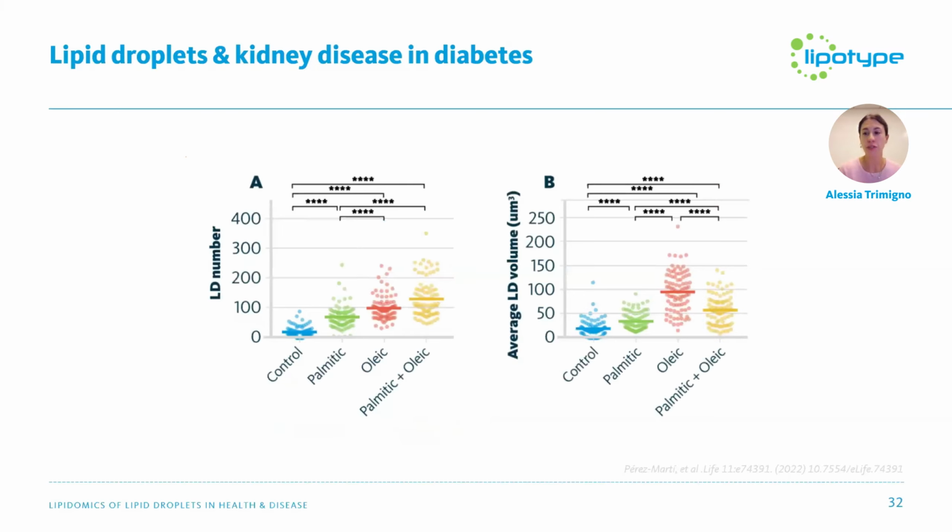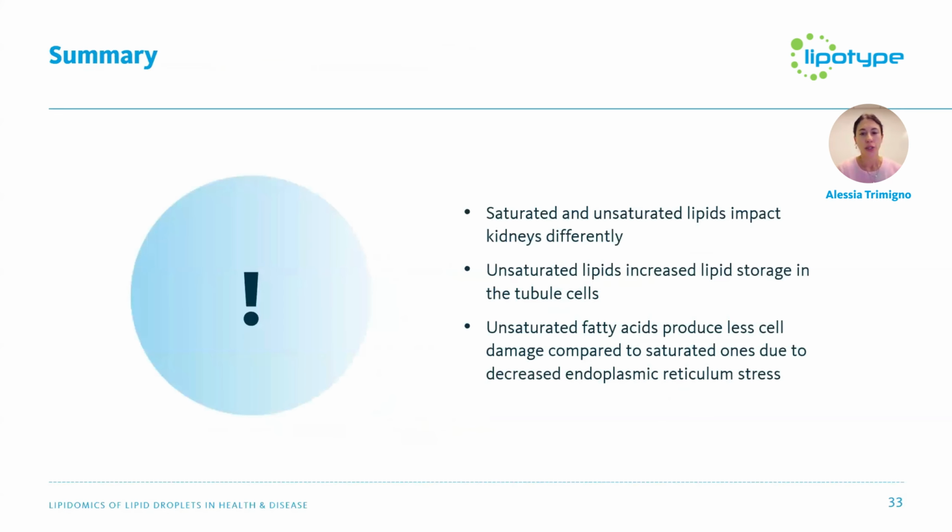So then the authors, in fact, could see that the lipid droplet number was increased with oleic acid treatment, together with the lipid droplet volume. And this was in relation to the higher amount of triglycerides, for example. So to sum up the study, we saw that saturated and unsaturated fatty acids could impact the kidneys differently.